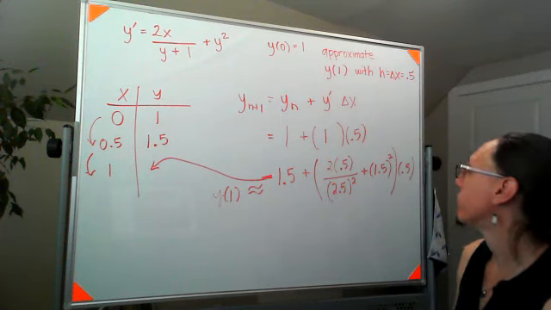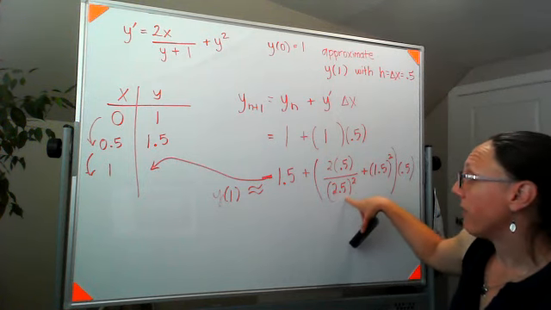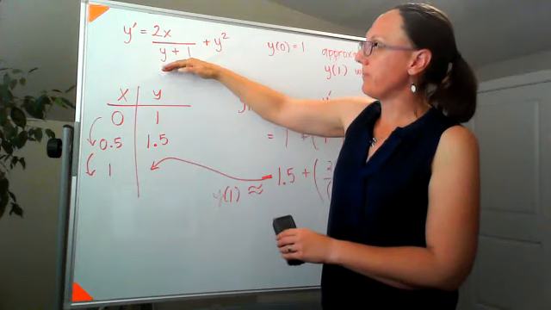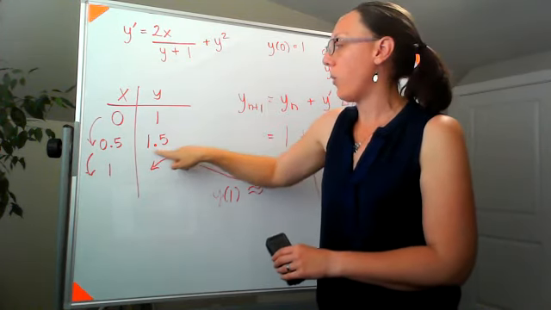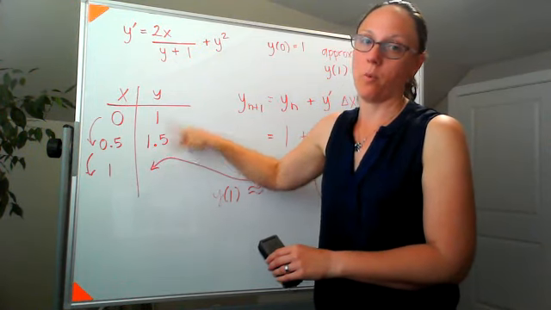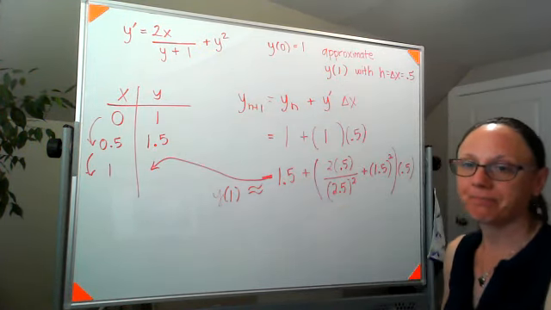Oh, weird question in here. My 2.5 squared came from this part in the formula. So the denominator here is y plus 1, and my y value where I'm standing right now is 1.5. So I just did the 1.5 plus 1 in my head to get the 2.5.